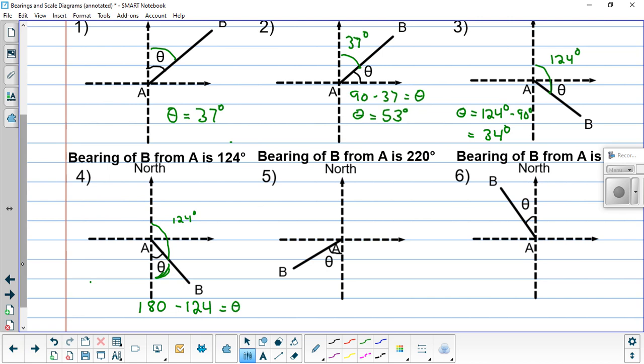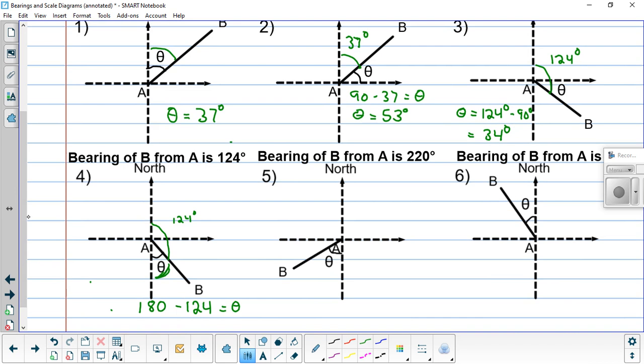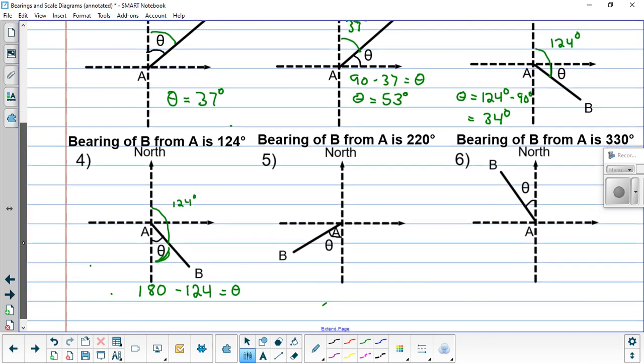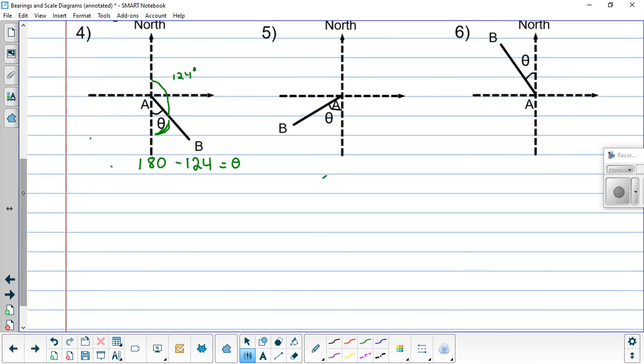So we find, sorry, don't know why it keeps going up. One sec. Okay, sorry about that. So we're going to find that that is 56 degrees, and that'll be our theta.